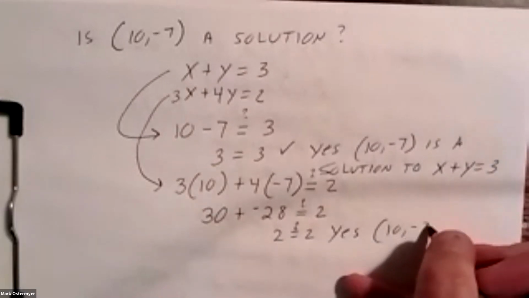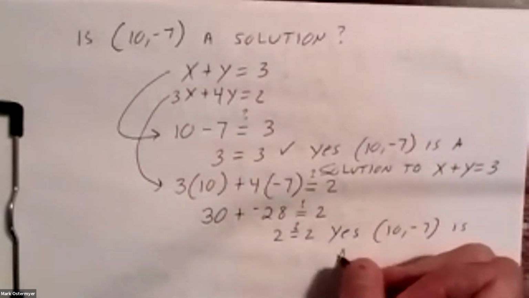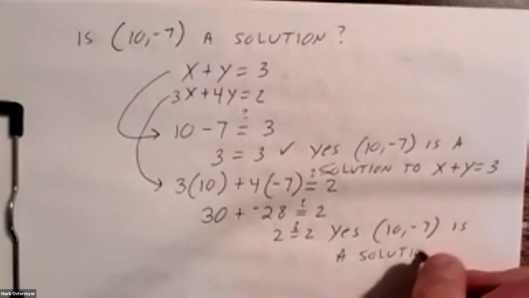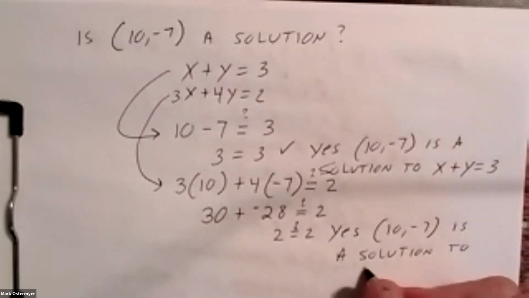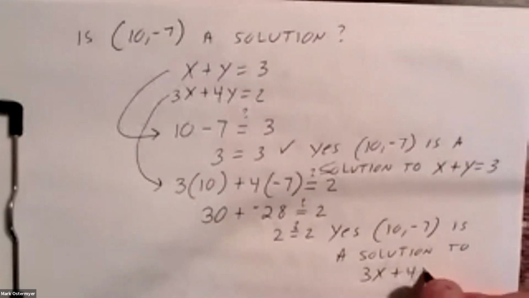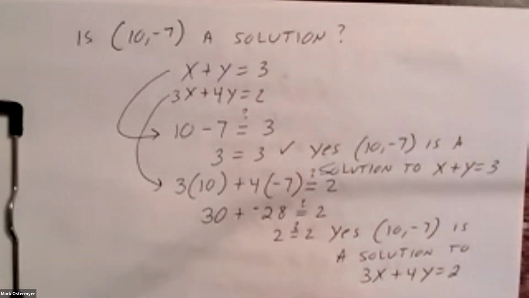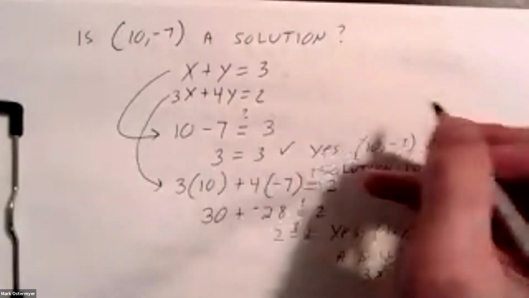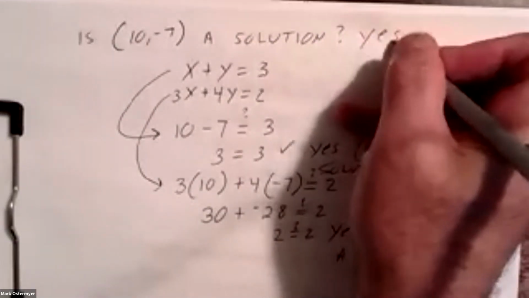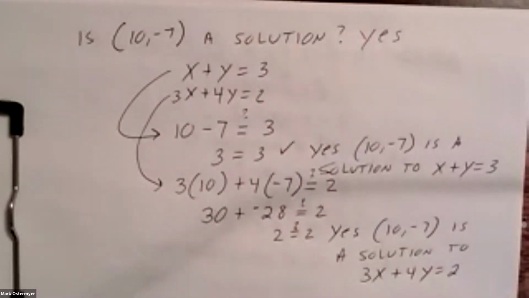So (10, -7) is a solution to the second equation. So is it a solution to the entire system? What do you think? Yes or no? Yes. So it is a solution to the entire system because it satisfies both equations simultaneously.